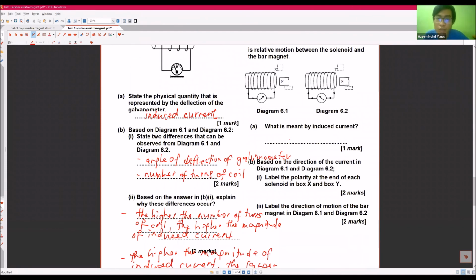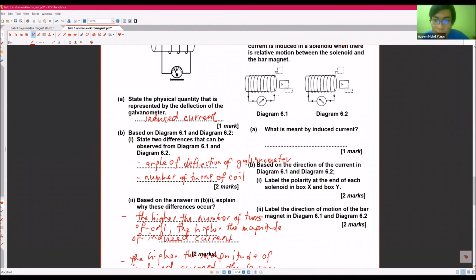What is meant by induced current? Induced current is produced when there is relative motion between a conductor and an external magnetic field, causing a change in magnetic flux.